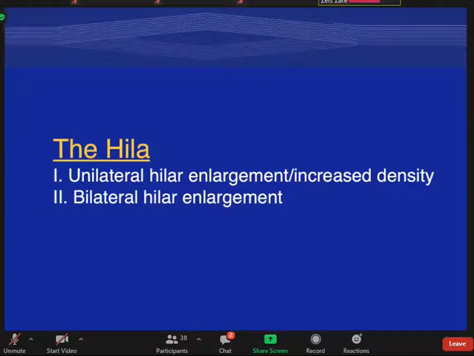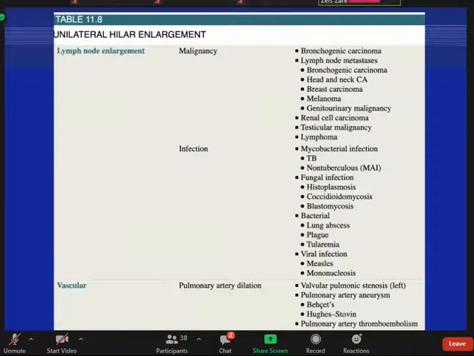Next, we'll discuss unilateral and bilateral hilar enlargement. This is a table from Brant showing different causes of unilateral hilar enlargement. It can be from lymphadenopathy, either from malignancy or infection, vascular, from pulmonary artery dilatation, or cystic in origin.